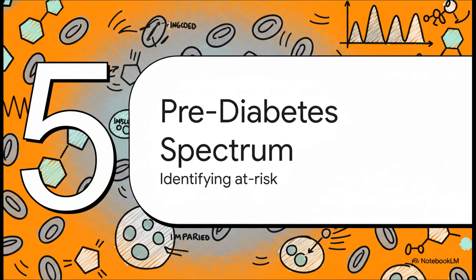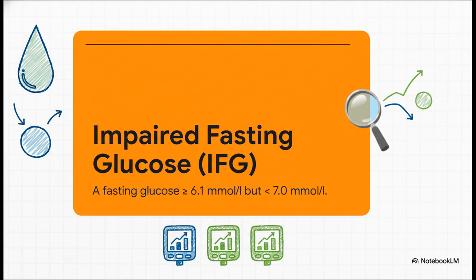And finally, let's look at that crucial gray area that sits just before a formal diagnosis. Section 5 is all about the pre-diabetes spectrum. This is where we identify those at-risk states, impaired fasting glucose, or IFG, and impaired glucose tolerance, or IGT. First up is impaired fasting glucose, IFG. This is defined by a very specific narrow range. It's a fasting glucose that's 6.1 or higher, but it's still below that diabetic threshold of 7.0.